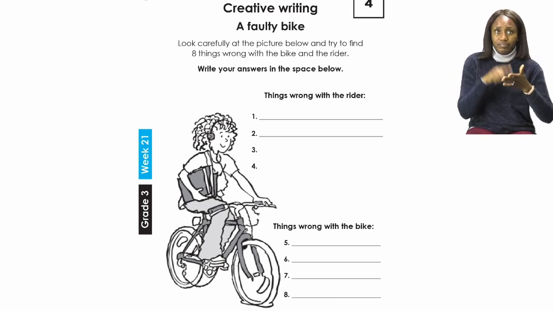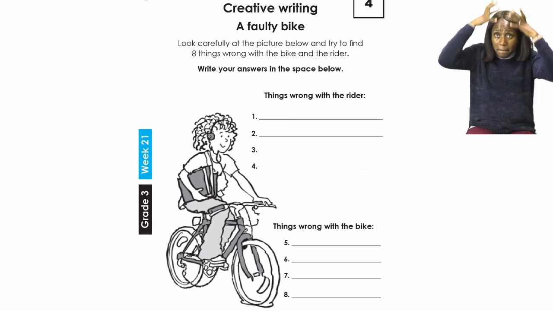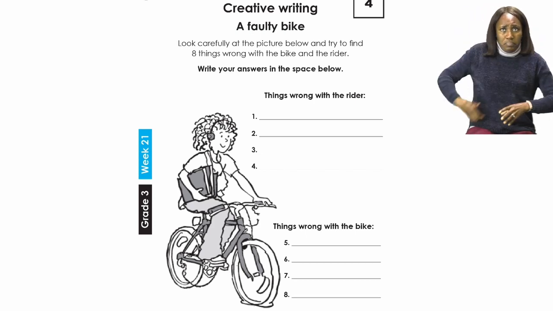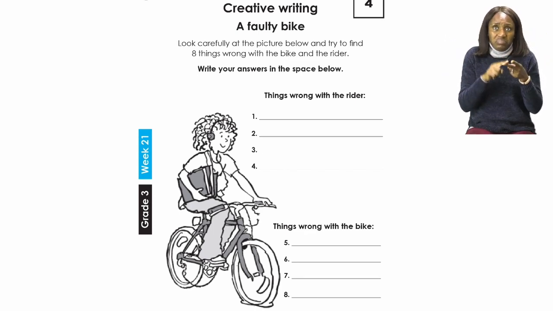The next one that we can see is that the rider does not have a helmet. It is very important, boys and girls, just like a seat belt, to have a helmet on the head. So we know that the rider is doing the wrong thing by not having a helmet.